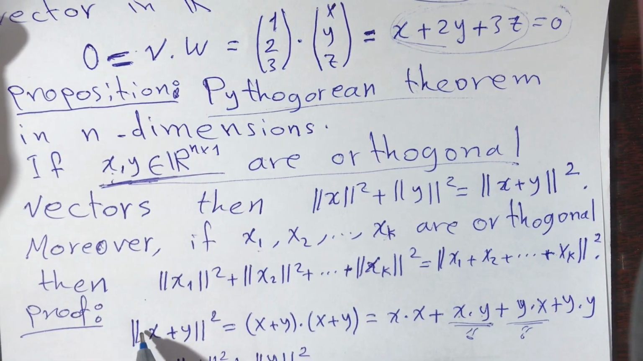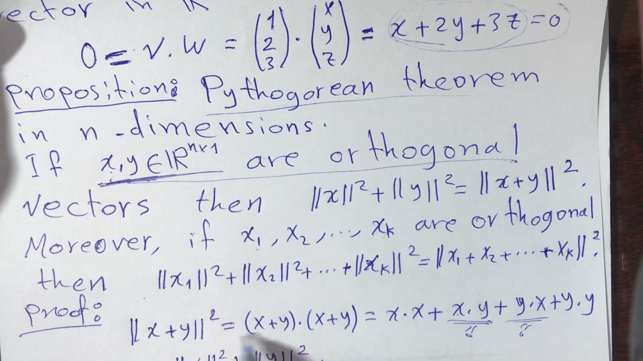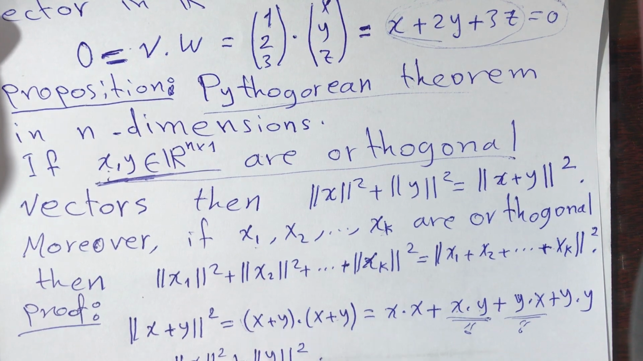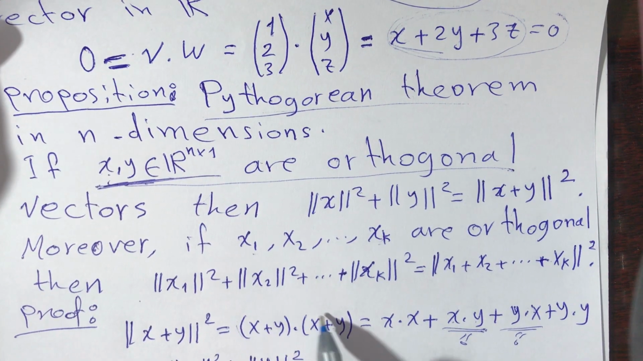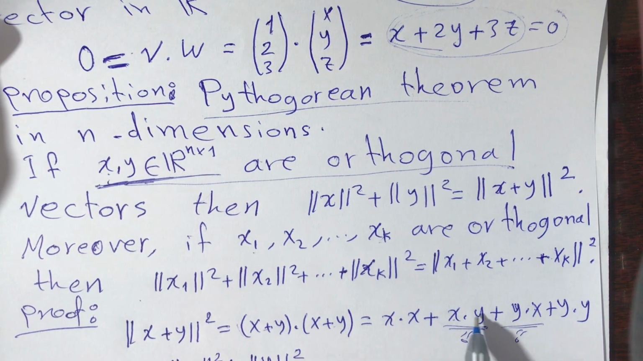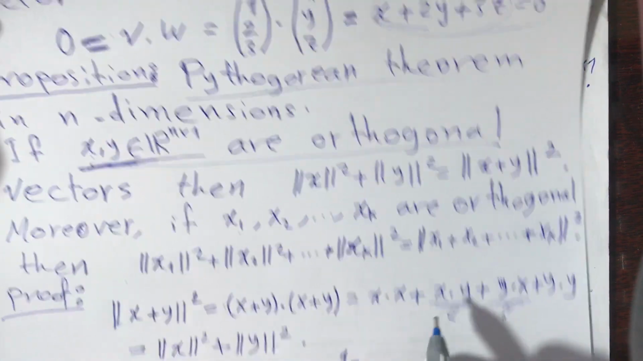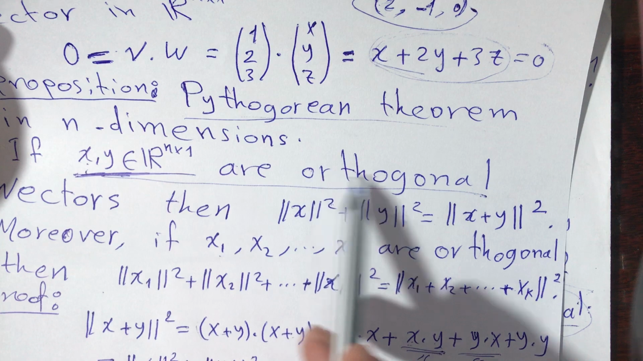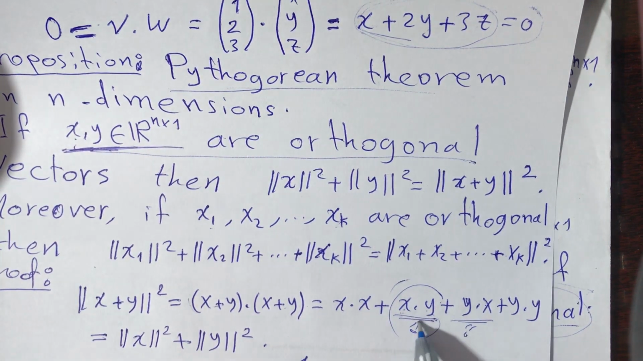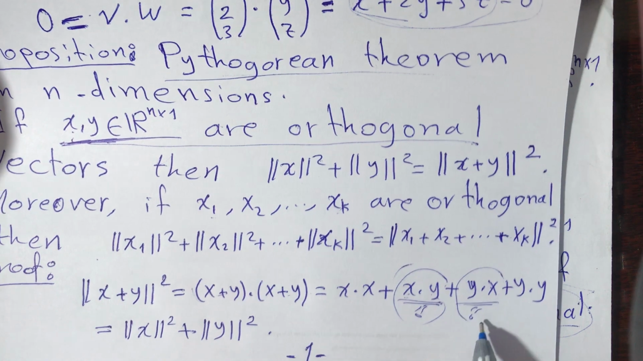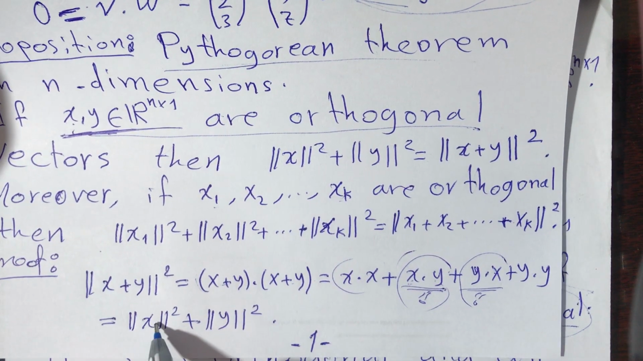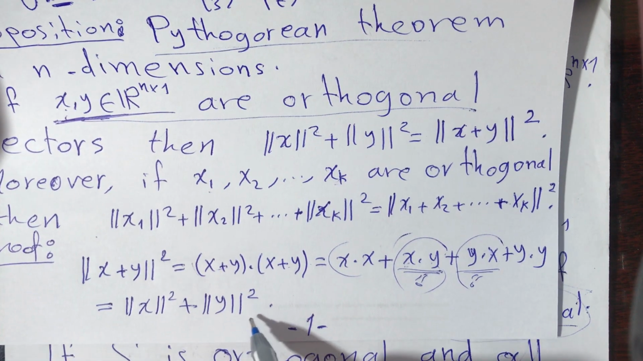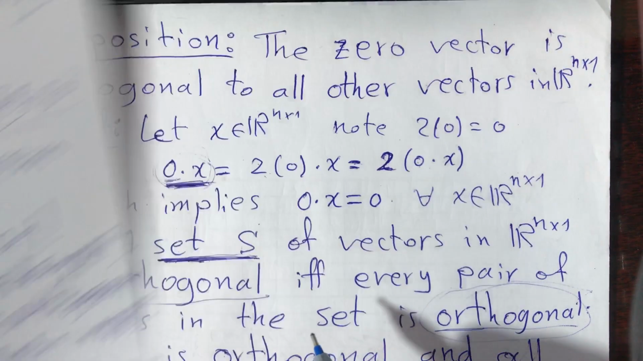If we take norm of x plus y squared, by definition of norm this equals (x plus y) dot (x plus y). Expanding, this is x dot x plus x dot y plus y dot x plus y dot y. Here x dot y equals 0 because x and y are orthogonal, so by definition x dot y equals 0 and y dot x also equals 0. So this is x dot x, which is norm x squared, plus y dot y, which is norm y squared. This is page number 1.